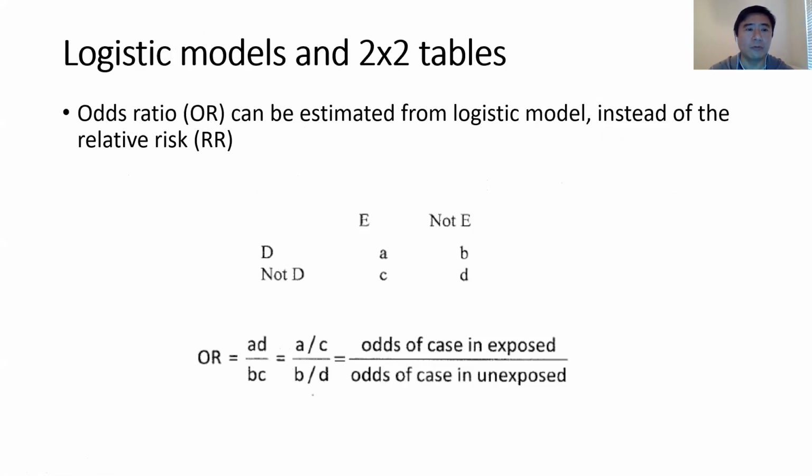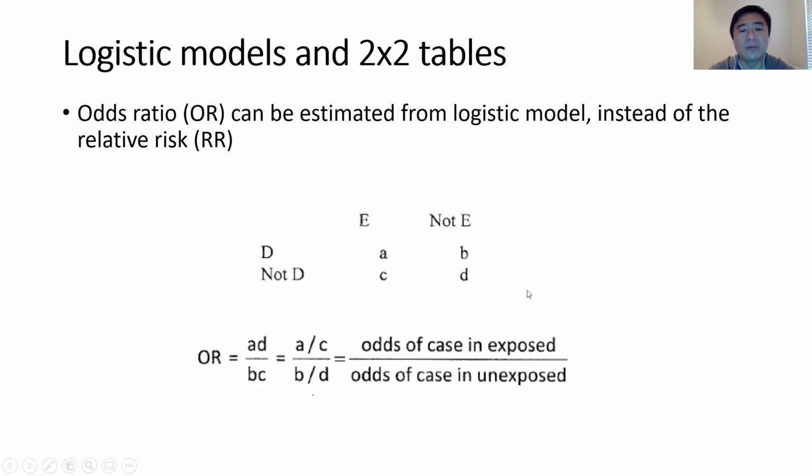Okay, and here's a quick review of how we can relate the logistic regression model to a simple 2x2 table. You might see this 2x2 table a lot, especially in epidemiology classes. So here's the setting. You will have an exposure variable, E or not E. The columns are defined by exposure status: E means exposed to a certain risk, and not E means not exposed. The rows are defined by disease status: D means you have the disease, and not D means disease free.